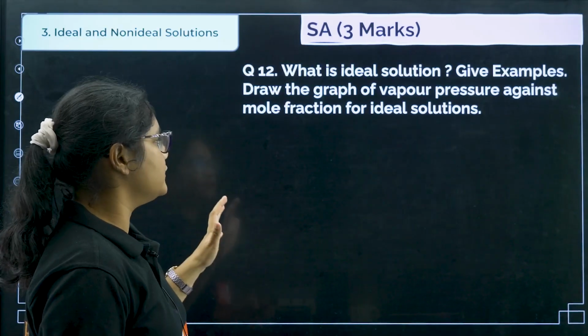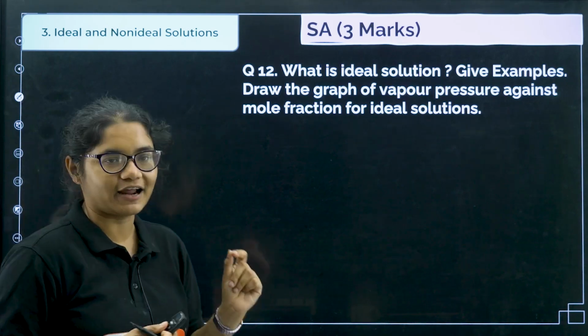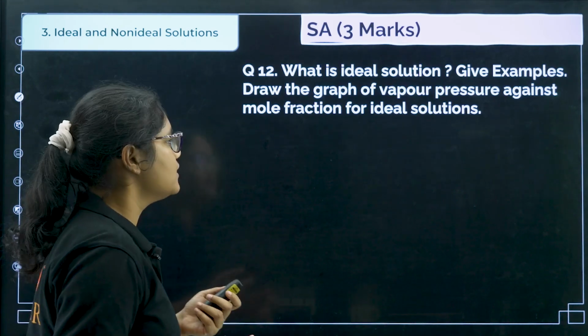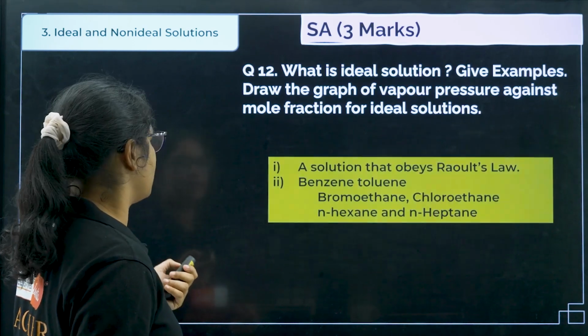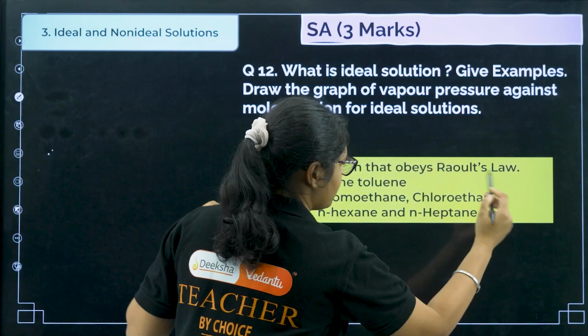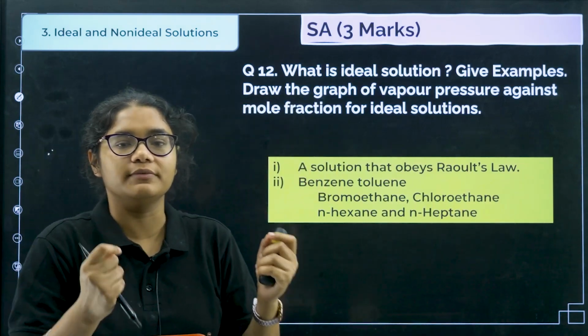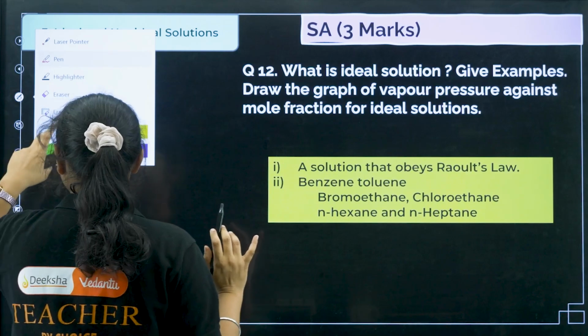What is an ideal solution? Give an example. Draw the graph of vapor pressure against mole fraction for an ideal solution. First we have to write what an ideal solution is. An ideal solution is a type of solution which obeys Raoult's law. Here a question may be asked, what do you mean by it obeys Raoult's law? So I want to explain that to you.